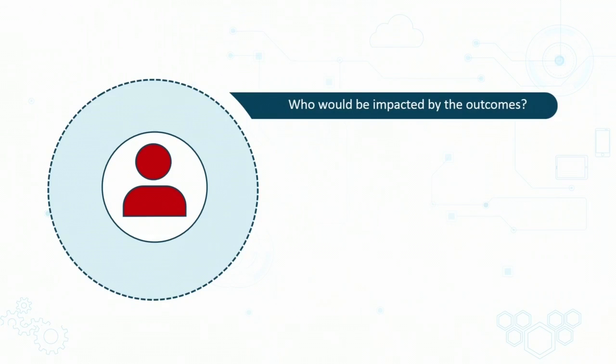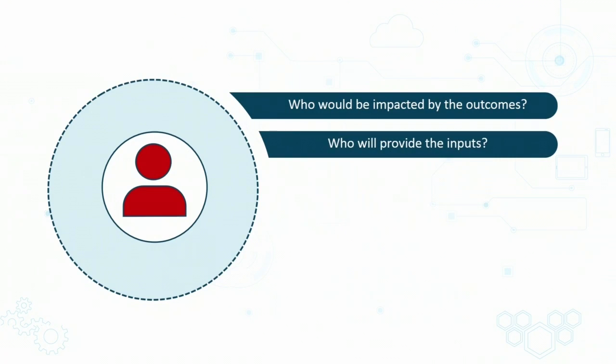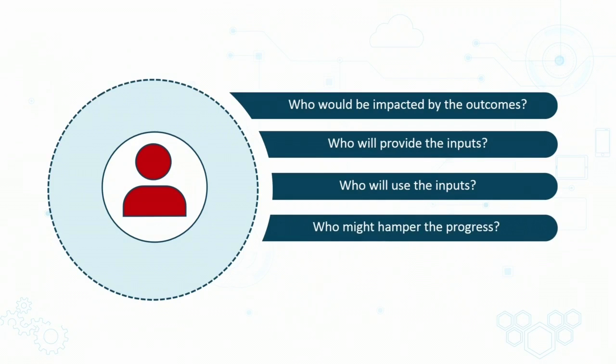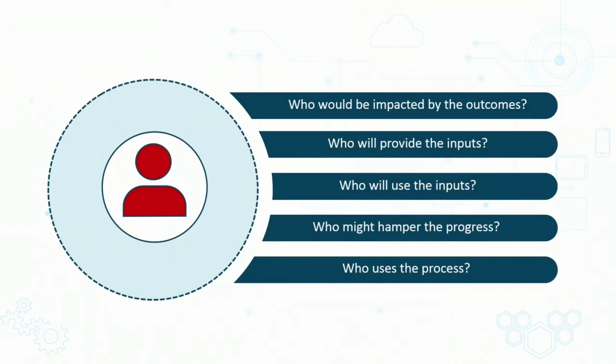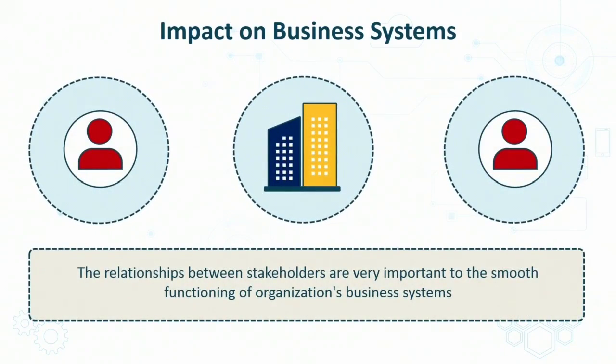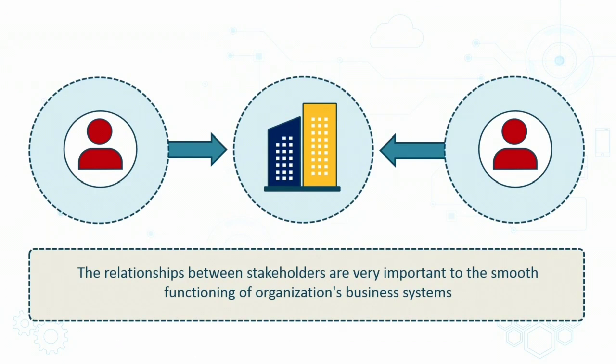Who would be impacted by the outcomes? Who will provide the inputs? Who will use the inputs? Who might hamper the progress? Who uses the process? These key questions help identify who should be included in the list of key stakeholders for the initiative. The relationships between stakeholders are very important to the smooth functioning of organizations' business systems.